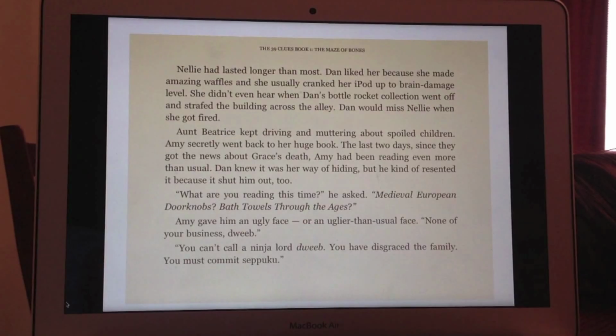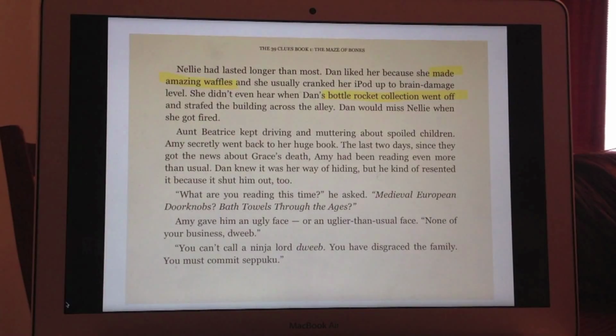Further reading about Dan tells us that he likes Nellie because she makes amazing waffles. She usually cranked her iPod up to brain damage level. She didn't hear when his bottle rocket collection went off. Tells me that Dan must really think a lot about Nellie.